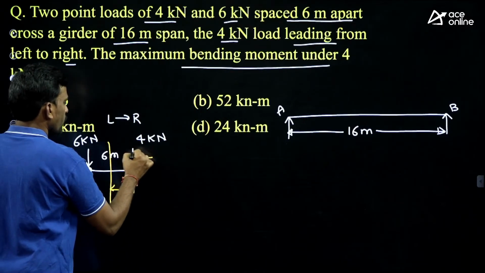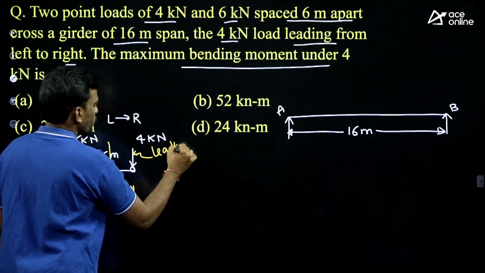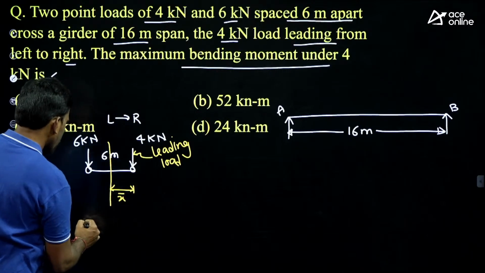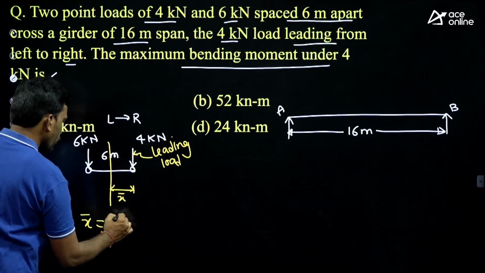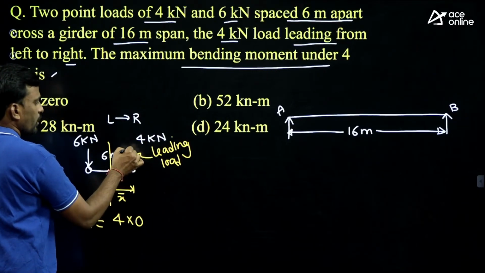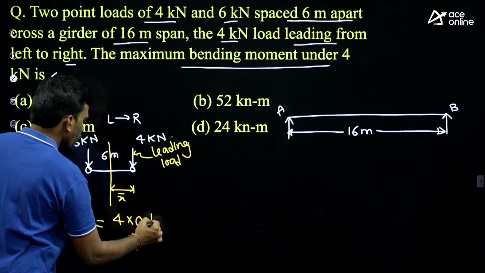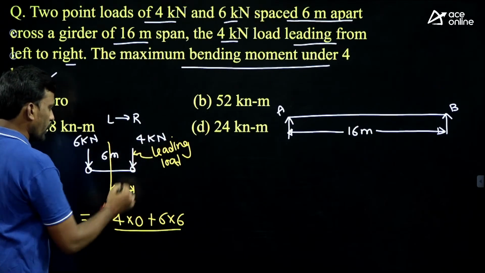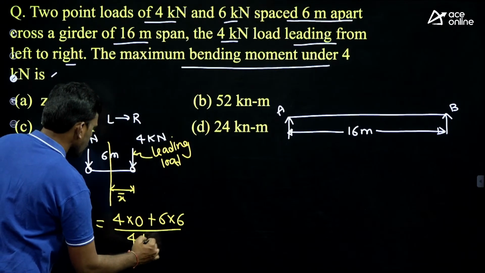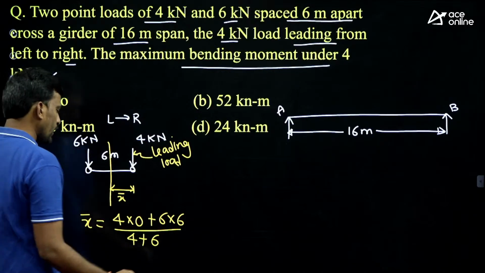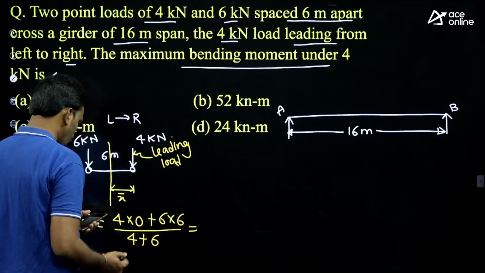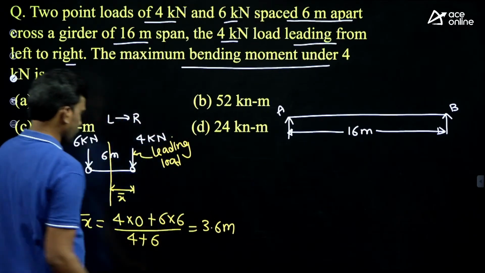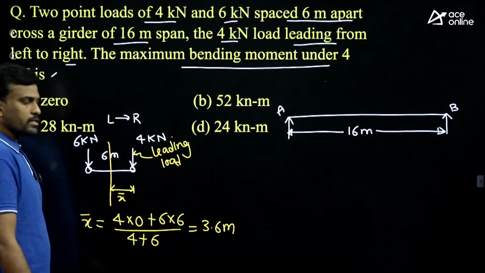Okay, consider the leading load, which is given in the question, and assume this is the reference load. What is the formula? 4 into the distance between 4 and the leading load, both are the same, so 0, plus 6 into 6, divided by 4 plus 6. Can you tell this answer? I think you will get 3.6 meter.